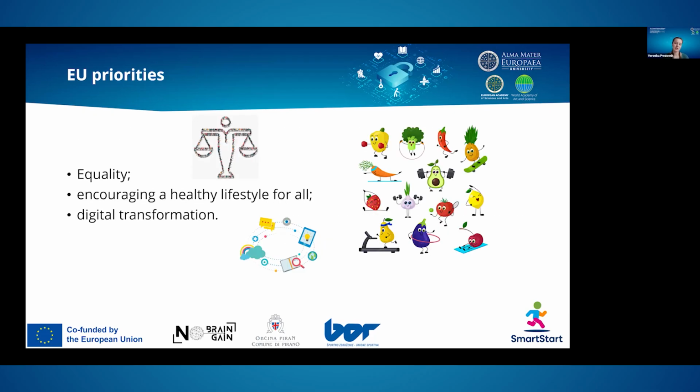By investing in educator training and early physical activity, Smart Start contributes to inclusion, digital innovation, and health promotion, advancing EU priorities for equality, encouraging a healthy lifestyle for all, and digital transformation.